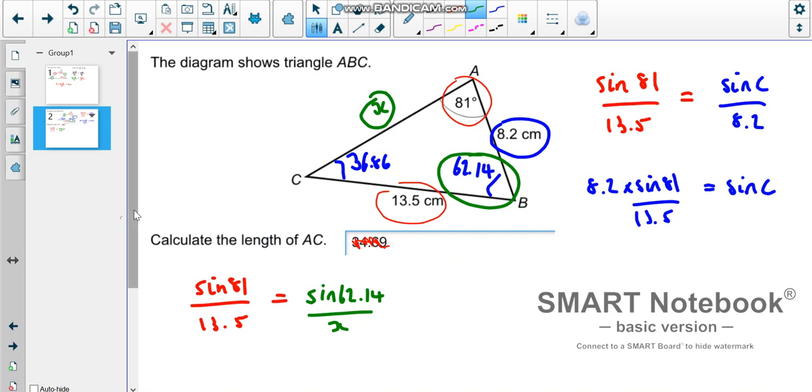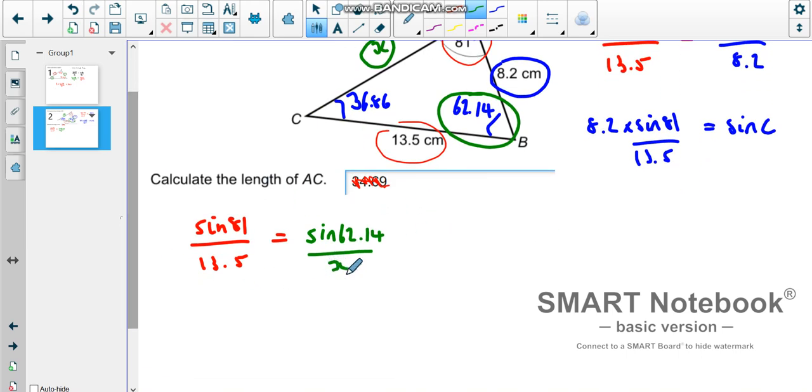I'll say it and do it at the same time. I'll multiply both sides by x, so x will reappear up here. Now I want x by itself, so in the same move I'm going to times by 13.5, so 13.5 is going to appear back up on the right-hand side. That will be times by sine of the 62.14 that's already there, and then divide by sine of 81. And that leaves us with x by itself.